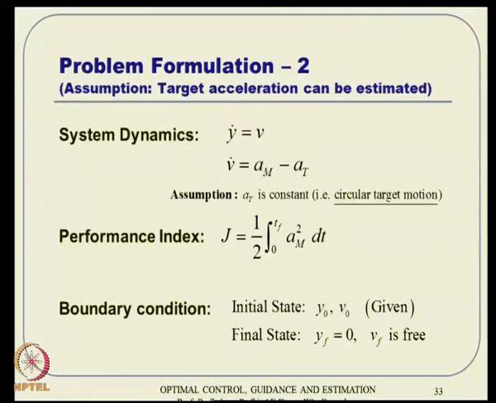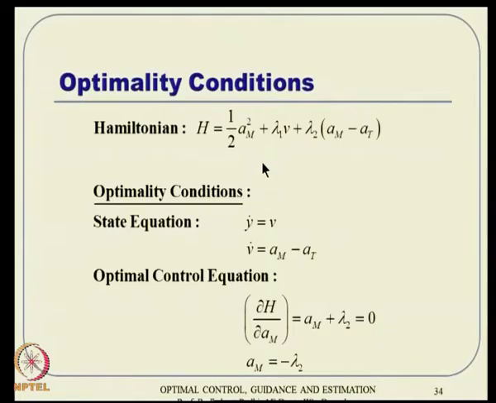Okay. So, this assumes that AT is a constant, and whenever a lateral acceleration is constant, it results in some sort of a circular motion behavior. So, that is what is called the circular motion target assumption. Anyway, the difference here is that instead of AM, it has become AM minus AT, everything else is the same. So, the V dot has become AM minus AT. Accordingly, there will be changes everywhere, and the Hamiltonian now has AM minus AT, and nevertheless, the optimal control is still minus lambda 2. That is not affected.